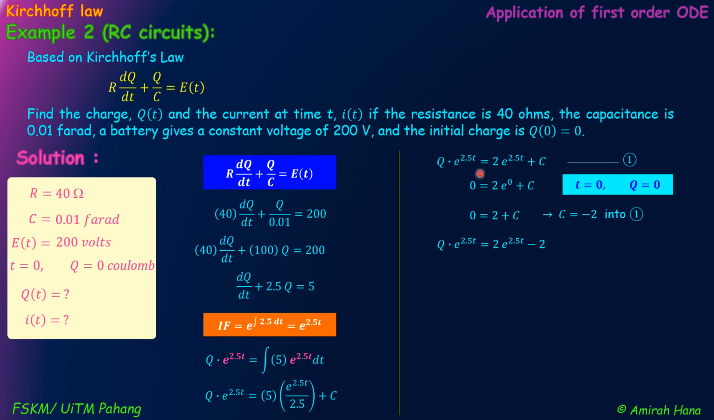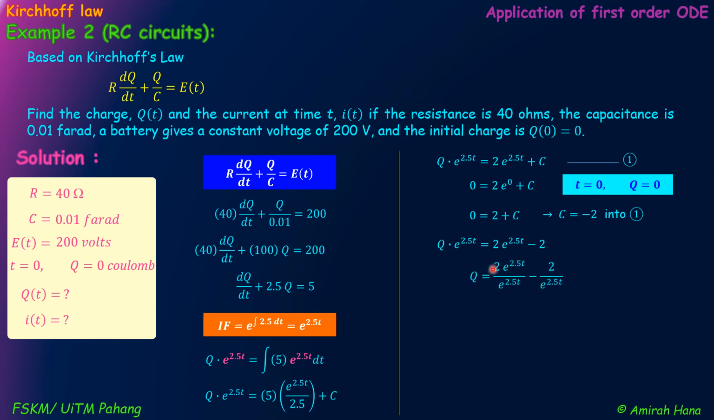q times e to the power of 2.5t equals to 2e to the power of 2.5t minus 2, okay? After that, from here, we can find q of t. Okay, we need to write q as the subject. Means that we need to move e to the power of 2.5t to the right hand side. Okay, since this is a multiplication operation, when we move e to the power of 2.5t to the right hand side, it becomes a dividing operation. Right? So we got this.